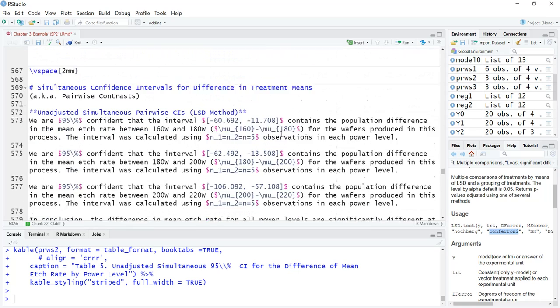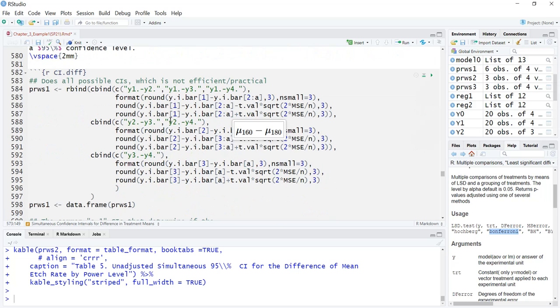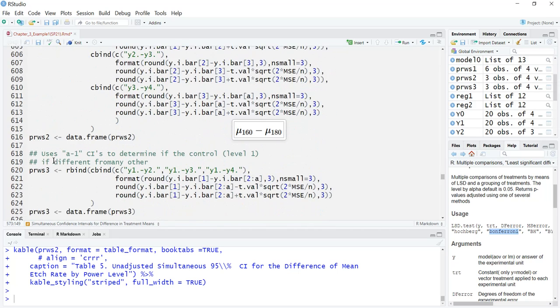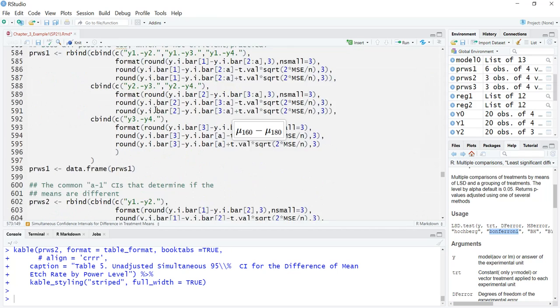And I've done the write-up for each one up here. We're 95% confident that the interval contains the population difference in the mean etch rate between 160 and 180 watts. And I put it in the order that it is because we're getting a negative, and we know that mu of 160 power level is smaller than mu of 180, so that's why we have a negative. And then this is 180 minus 200, this is 200 minus 220. Again, if you change which one of these you use, pairwise 1 or 3, then you'll have a different write-up up here, so you'll need to modify it. All right.